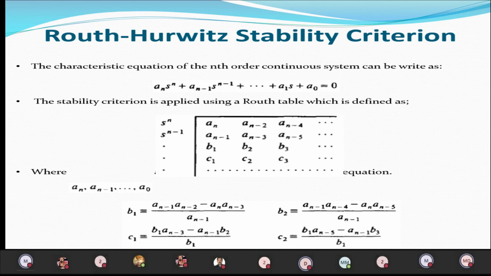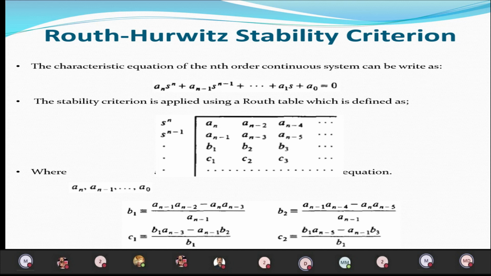In the above two rows, the second row's first element has to be multiplied with the second element in the first row. Therefore a n minus 1 into a n minus 2, then minus a n into a n minus 3. You multiply the cross diagonal elements, divided by the second row's first element, that is a n minus 1. Like that you determine the b1 value.